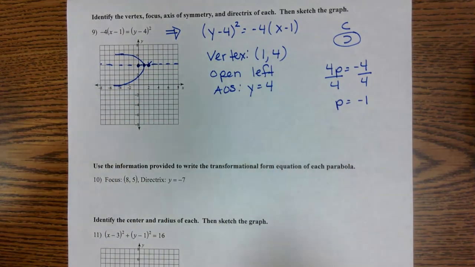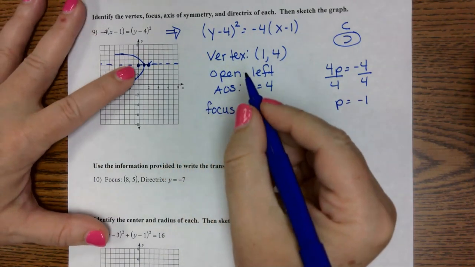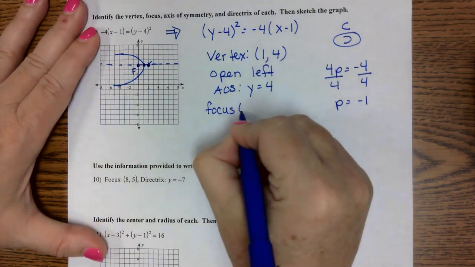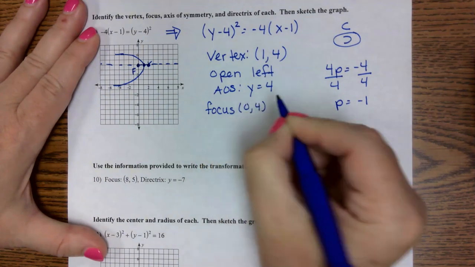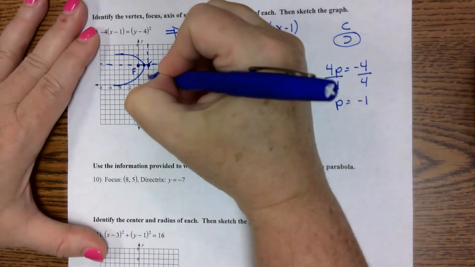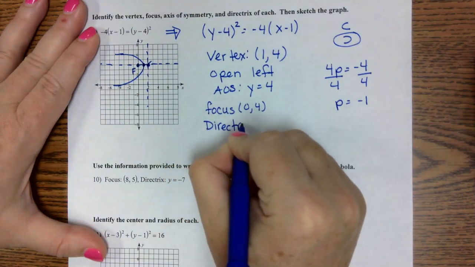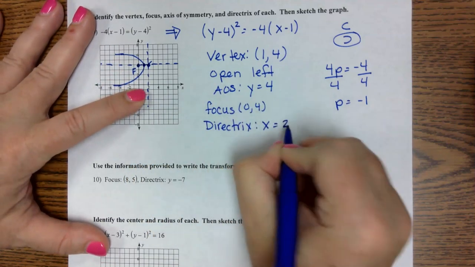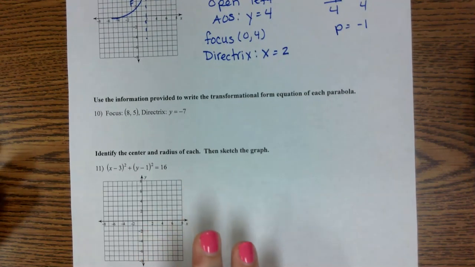Now, which one's our focus? So where do we always find our focus? It's always inside the graph. So this one's my focus at, it looks like 0, 4. So that means this little guy is going to be my directrix. And that's cutting through my x-axis at 2. And that's it. Yay!